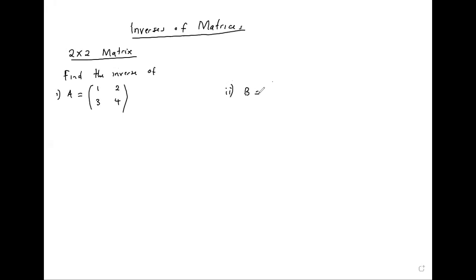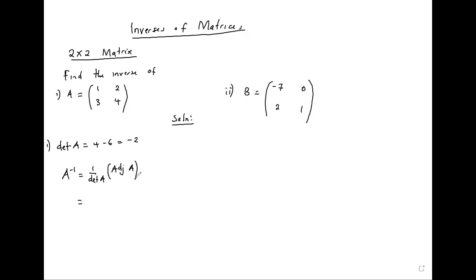B is equal to -7, 1, 0, 2. Solution. You first find determinant A, which is 4 minus 6, which is equal to -2. And then say A inverse is equal to 1 over determinant A multiplied by adjoint A.